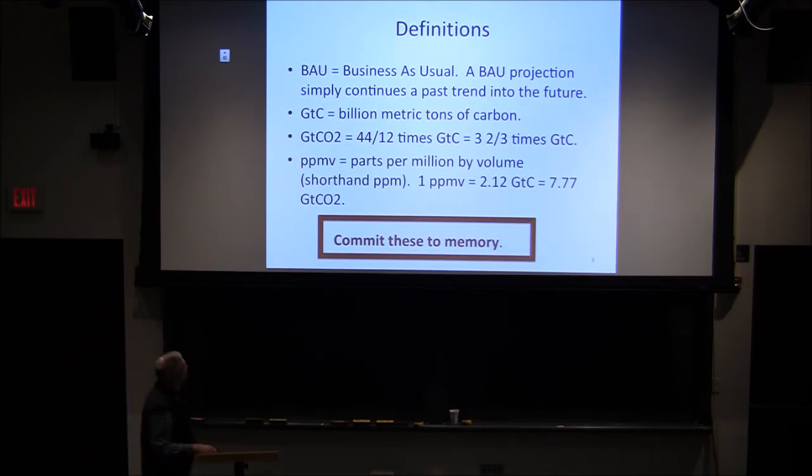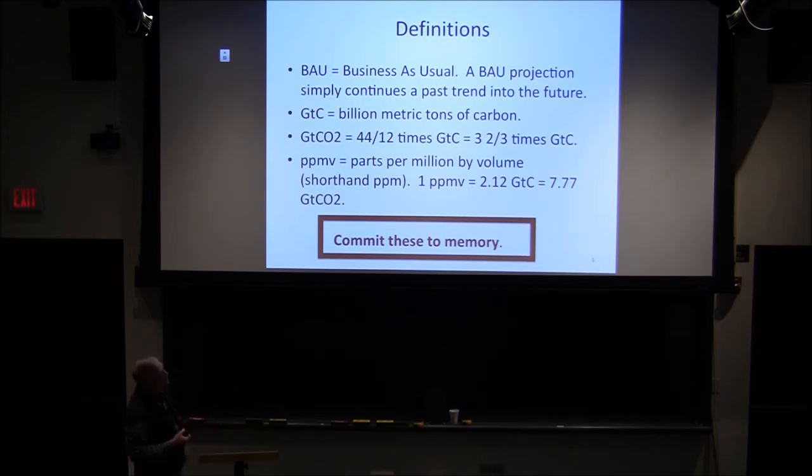A gigaton of carbon is 1 billion metric tons of carbon. A gigaton of CO2 is 1 billion metric tons of CO2, and it's 3 2/3 times a gigaton of carbon, which is simply the ratio of the molecular weights. When you take a carbon atom that weighs 12 units, and you add 2 16s, which is the weight of the oxygen atoms, you end up with a 44, and 44 12ths is 3 2/3. Okay, so CO2 weighs more than carbon.